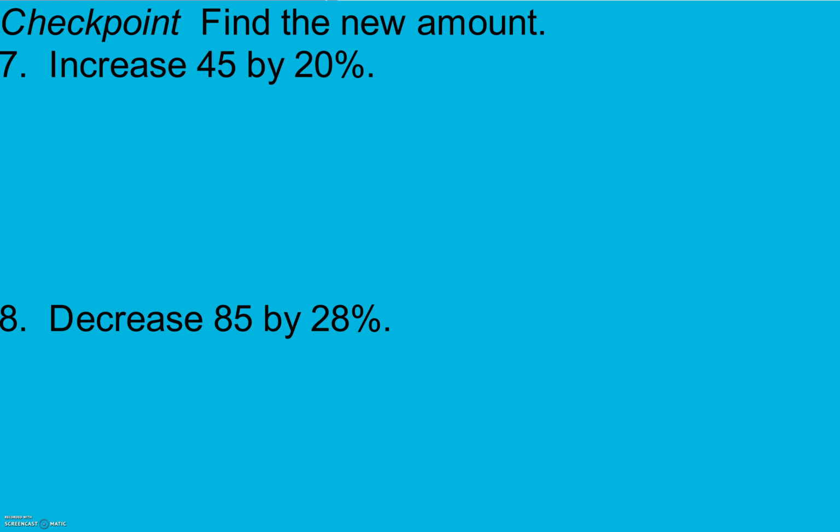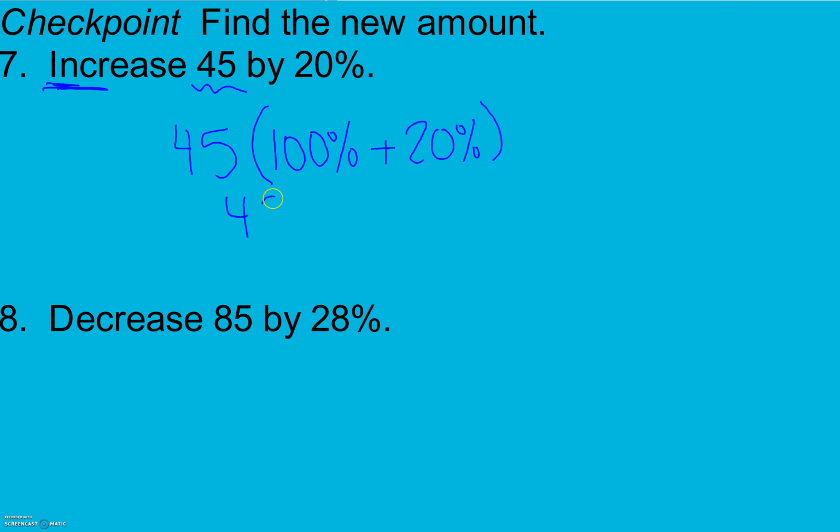Okay, so let's retry these ones here using that same idea. So we are going to increase 45 by 20%. So 45 is our original amount. And since we're increasing, we're going to add. And we start at 100% because we want the entire original amount. And increasing means we're going to add 20%. That means we're going to have 120%. Now, again, we're going to get rid of our percent sign by moving our decimal 2 units away. So 45 times 1.2. And when we take 45 times 1.2 here, we get 54 for our new amount.